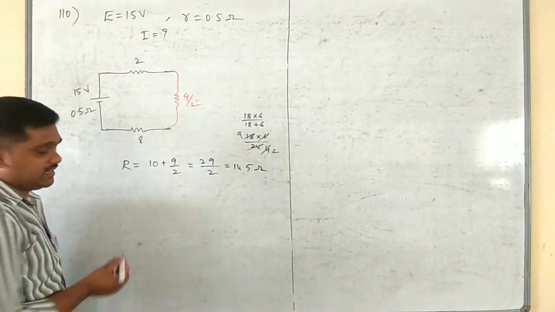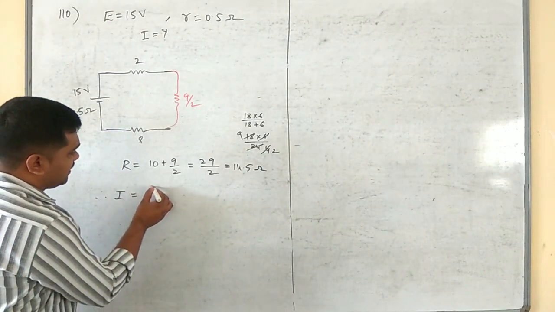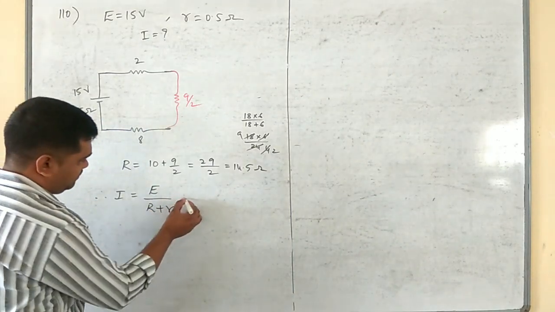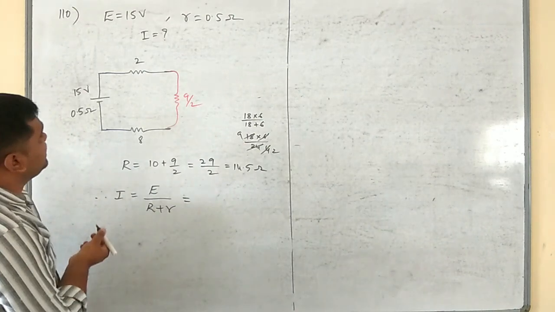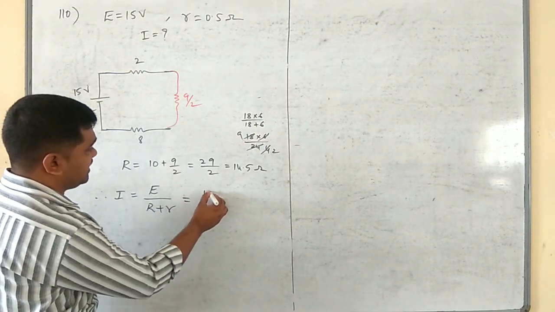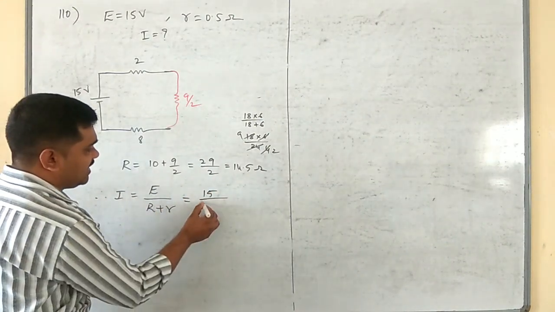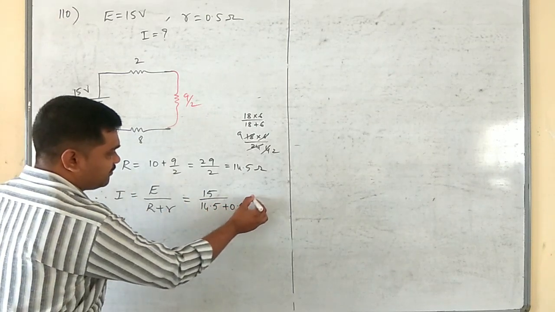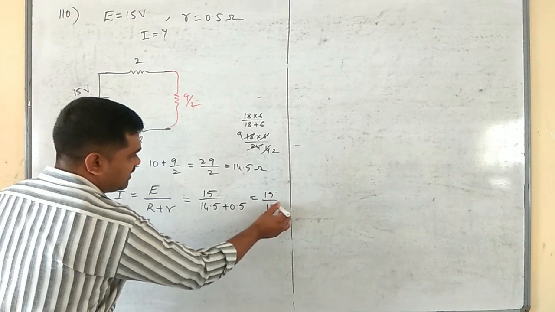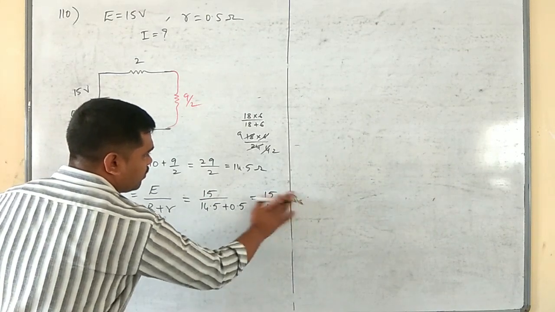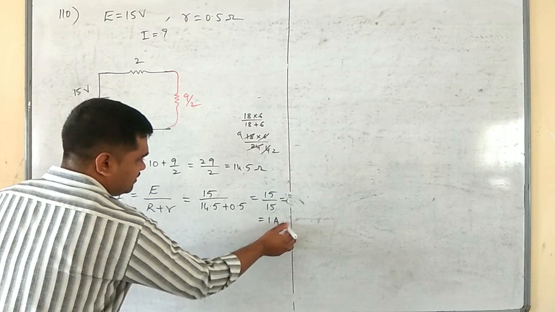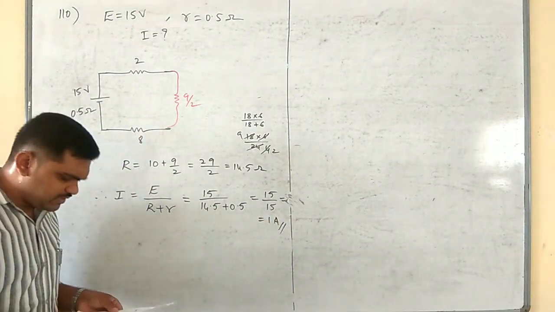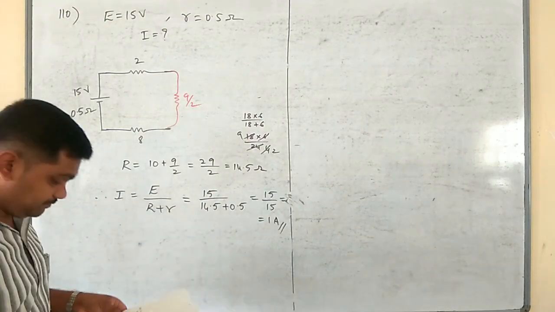29 by 2 is nothing but 14.5 ohm, isn't it? Therefore, I is given by E divided by R plus r. What is the value of E? E is given as 15. Capital R we just found is 14.5. Small r is 0.5. So that is 15 by 15, which is equal to 1 ampere. That is option A.